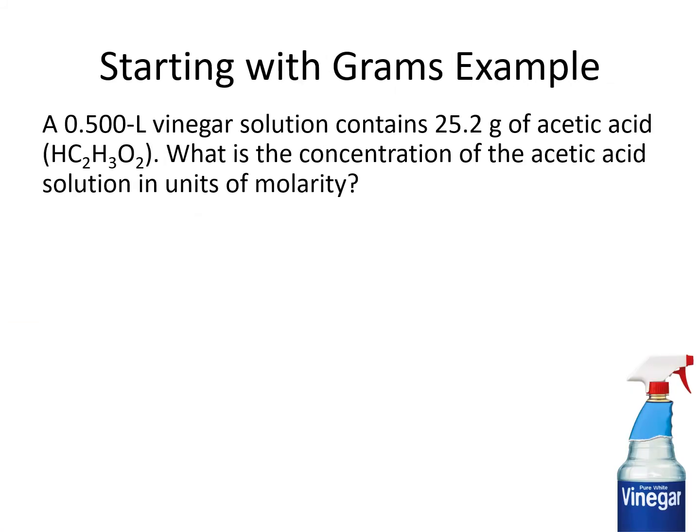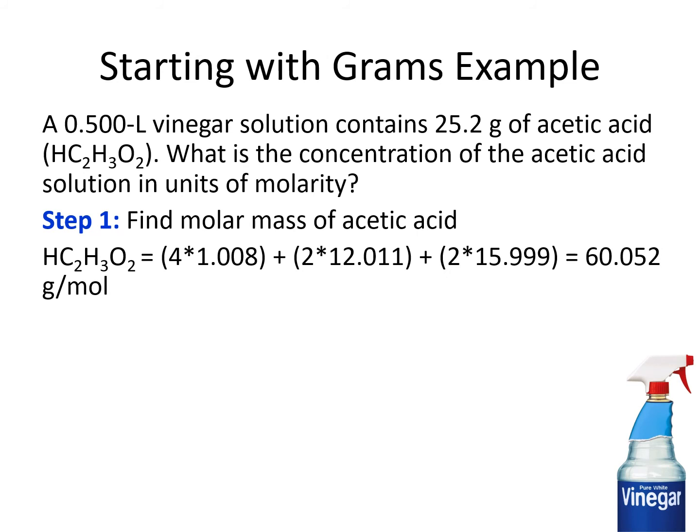In this example, we're trying to find the concentration of acetic acid that we are making if we put in 25.2 grams of acetic acid into a total of 0.5 liters of vinegar solution. So our first step is going to be finding the molar mass of the acetic acid, because we need to be able to convert grams into moles in order to plug moles into our molarity equation. So we've got 4 times the mass of hydrogen plus 2 times the mass of carbon plus 2 times the mass of oxygen. And we add those up and get 60.052 grams per mole.